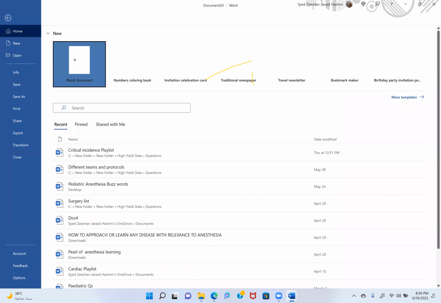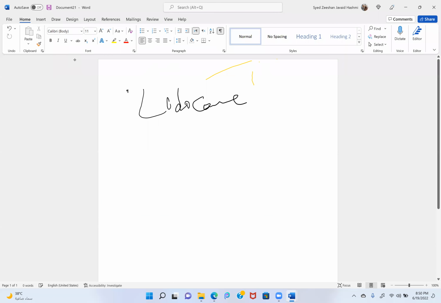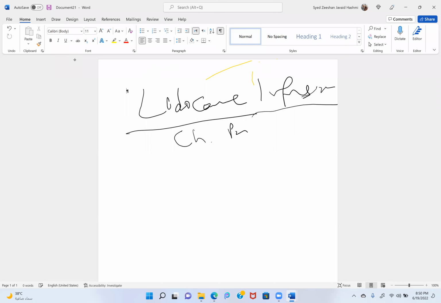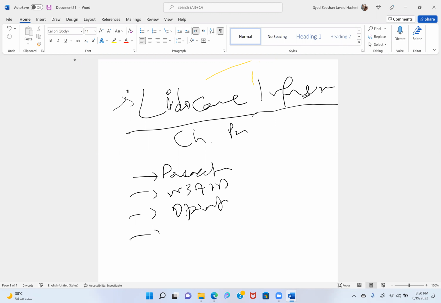One medication which is being used with wonderful effect is lidocaine infusion. It is used even in chronic pain and in acute pain to blunt the sympathetic response. Okay, so if we just make a list: paracetamol, NSAIDs, opioids, gabapentin, dexmedetomidine. Okay, so what is left?